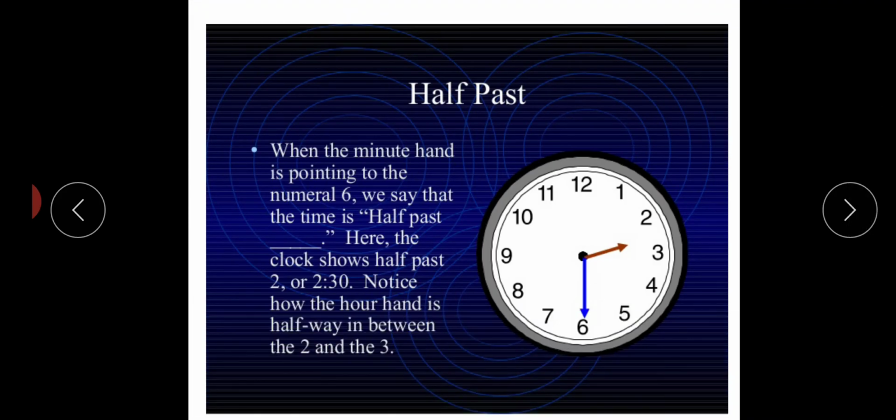Always we read the hour hand before time. Like the hour hand is between 2 and 3, so we'll read the time as 2. We'll not read 3. Till it is not pointing to 3, we will read the time as 2 only. Now the hour hand is halfway in between 2 and 3. So we can say it is 2:30 or half past 2.